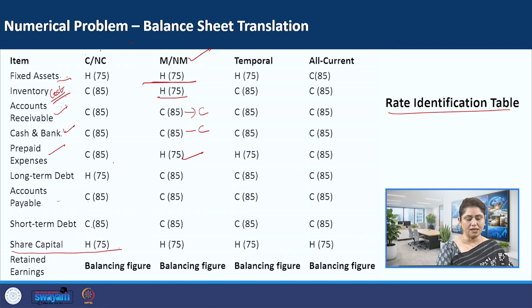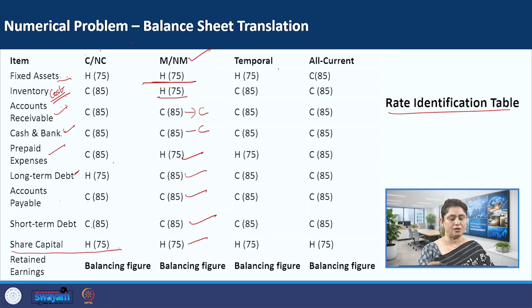While for the long-term debt and accounts payable, in the long-term debt we are still paying the interest, and we will be paying the principal. So, we will be making some payment in future, so it is going to be converted at the current rate. The accounts payable will also be converted at the current rate because we will be paying it. Short-term debt also we will be paying within a year, at the current rate. Share capital, as we have already mentioned earlier, will always be converted at the historical rate.